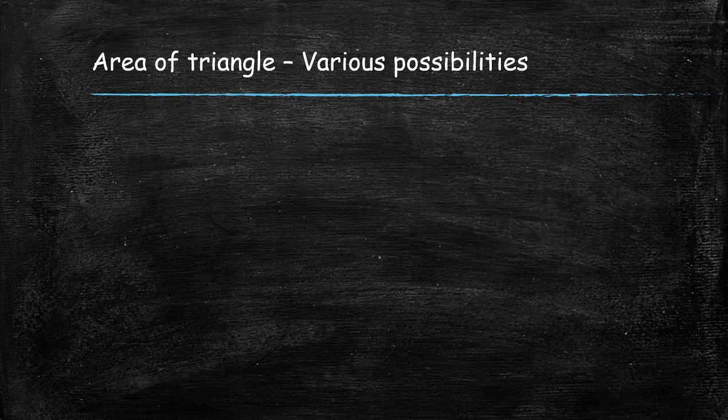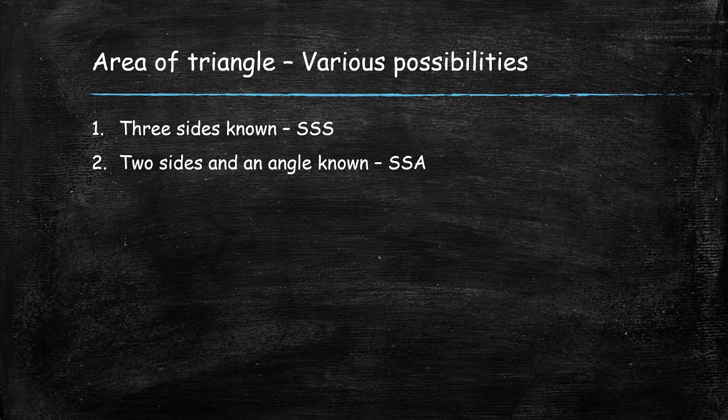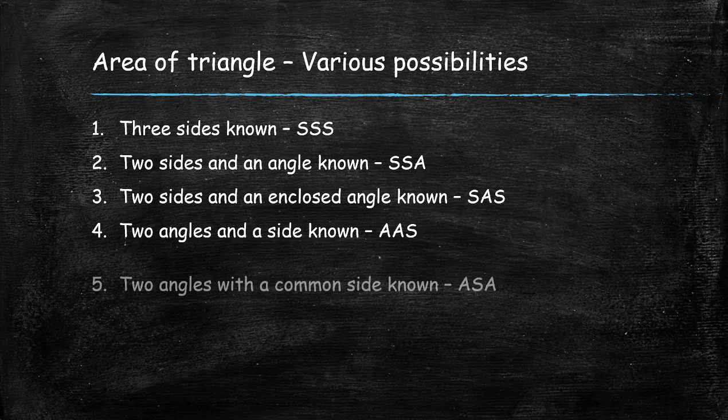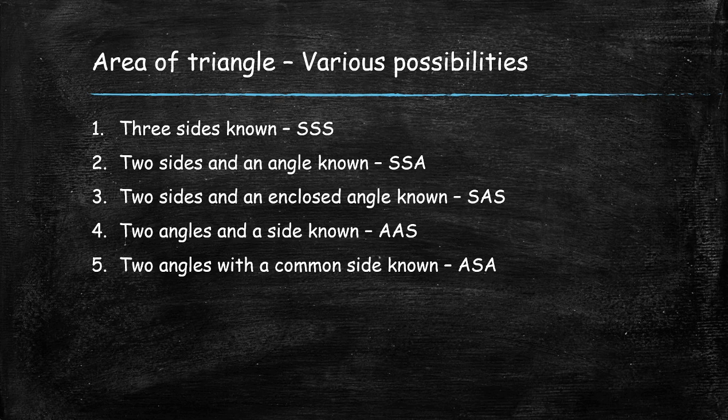So there are various possibilities of finding the area of a triangle, such as when the 3 sides are known; 2 sides and an angle are known; 2 sides and an enclosed angle are known; 2 angles and a side are known; 2 angles and a common side are known; and when the 3 angles are known.